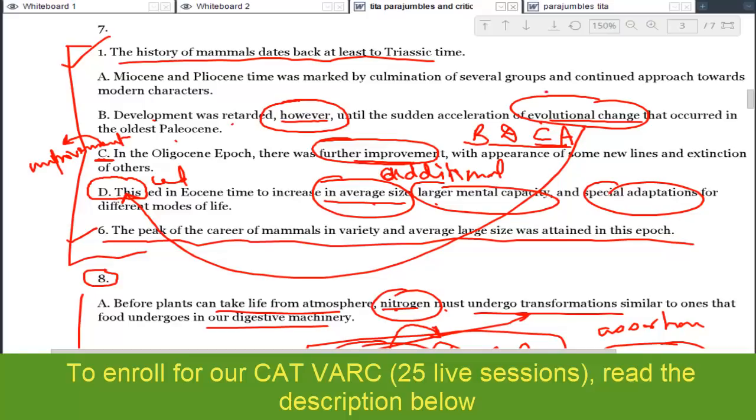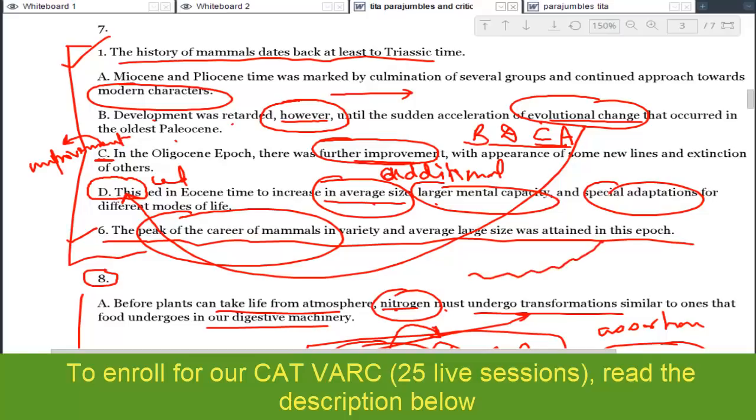Why? Because in A you are approaching towards modern characters. That means A should come in the later stages, and finally what do you have? You have the peak of the career of mammals. So this is a very, very good question. Why? Because we are following some kind of development process. Initially you have retarded development, and then there is evolutional change. So it's quite possible the peak of the career in variety and average size was attained in this epoch.